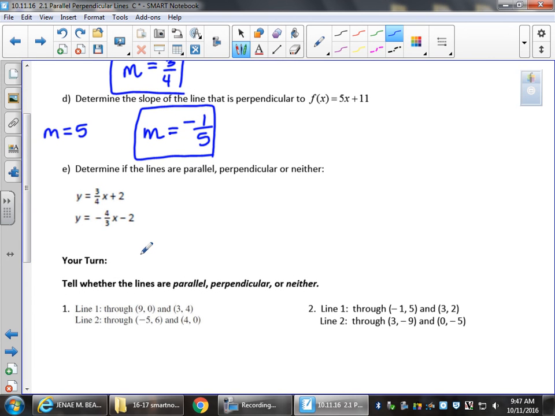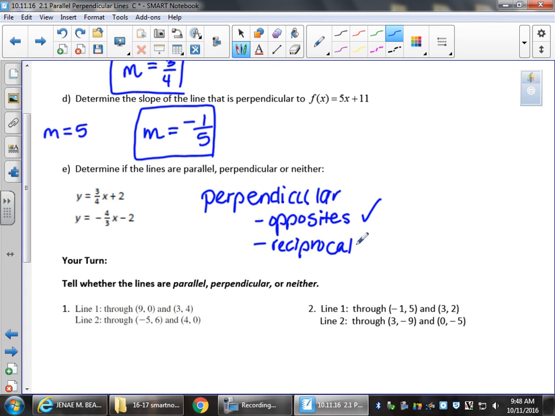Determine if these lines are parallel, perpendicular, or neither. How do you know? Let's do our little checklist. Are they opposites? Opposites. Check. What's the other piece? Do I have reciprocal? Check. So neither, for example, if I had 3/4 and y equals -3/4, I have opposites, but do I have reciprocal? No. So this would be neither. You have to have both.